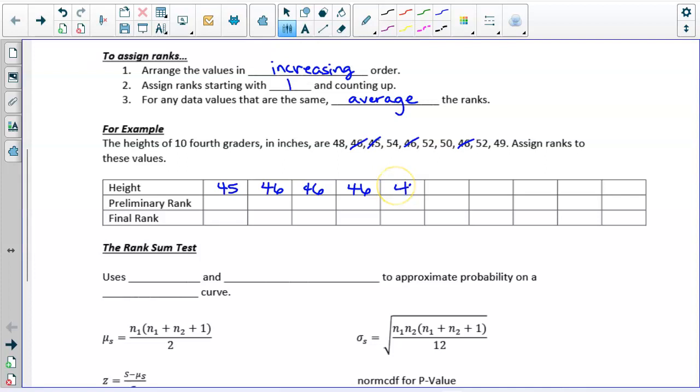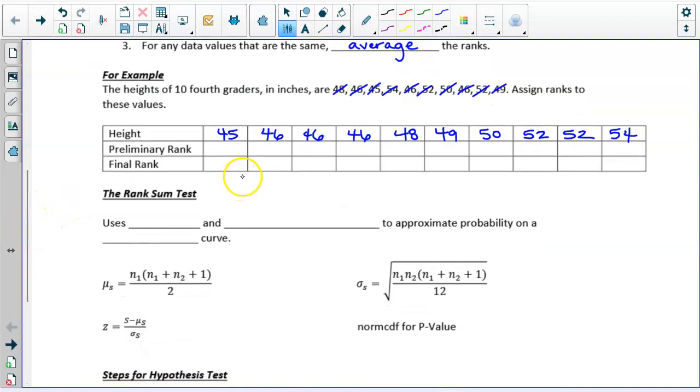All right, and then 48. And then 49, 50, 52, 52. Thank you, sir. And then 54. Okay. So the preliminary rank is you just start counting at 1 and go up. So this would be 1, 2, 3, 4, 5, 6, 7, 8, 9, 10, which makes sense because we have 10 data values, okay?